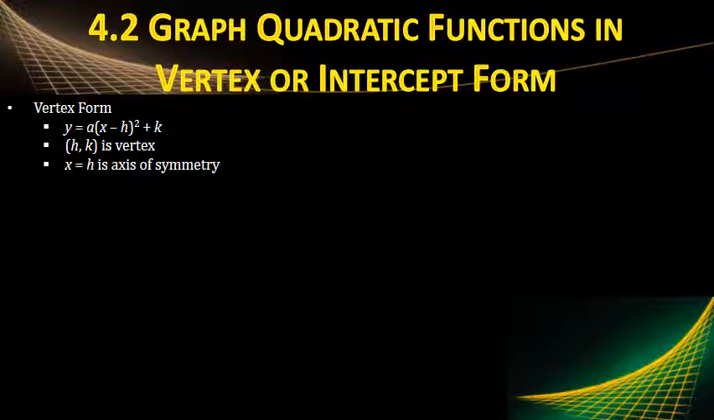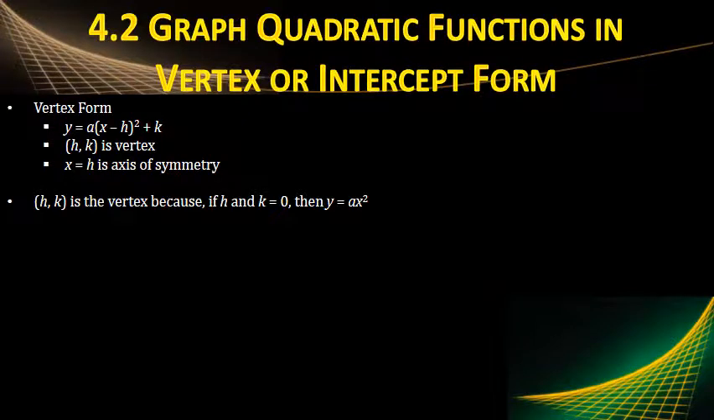x equals h, which goes through the vertex, is the axis of symmetry. (h, k) is the vertex because if h and k are both 0, our equation would simply be y equals ax squared. And the vertex of that is (0, 0). It's negative b over 2a. b is 0, so 0, negative 0 over 2 times a, 0.